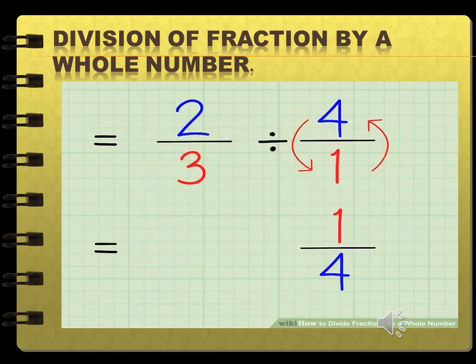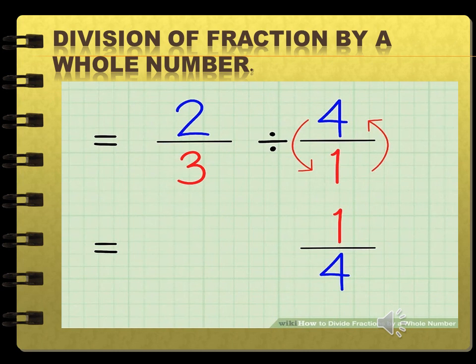Let's take another case when we are dividing a fraction by a whole number. On the screen the example taken is 2 upon 3, which is being divided by 4. In order to convert 4 into a fraction, I will take 1 by default as the denominator. So once we need to solve this, the division sign will again change into a multiplication sign and the fraction followed by it will get inverted.